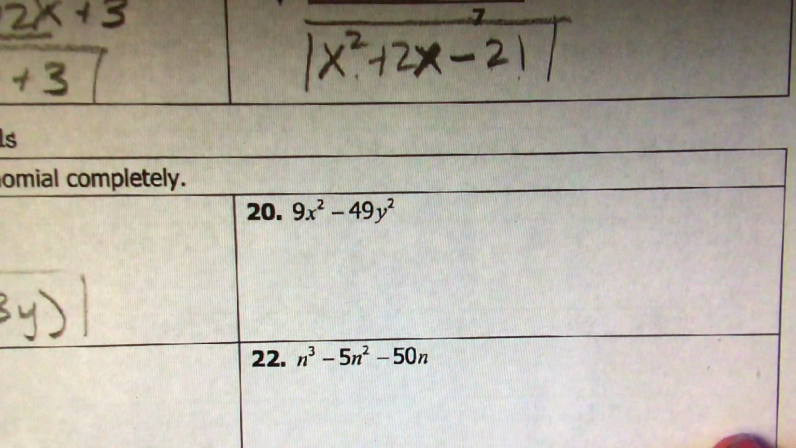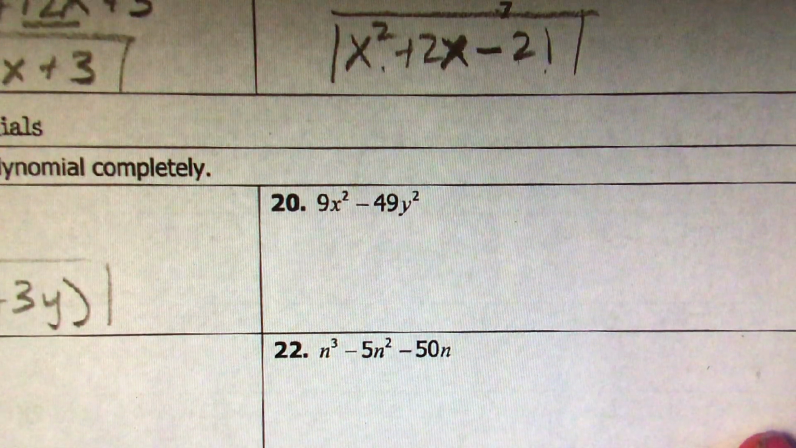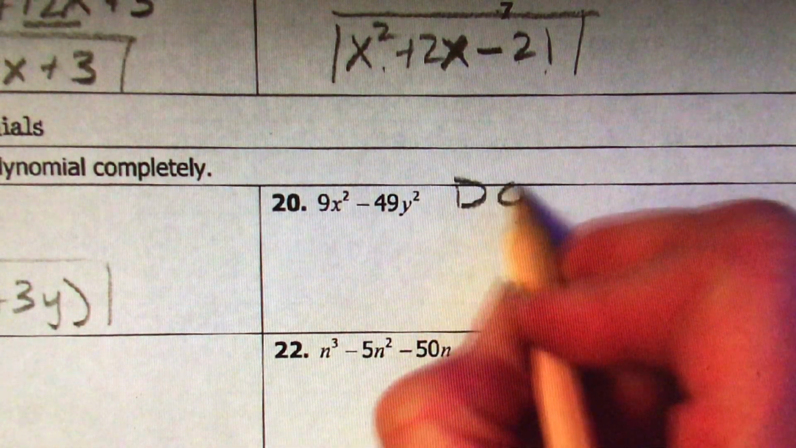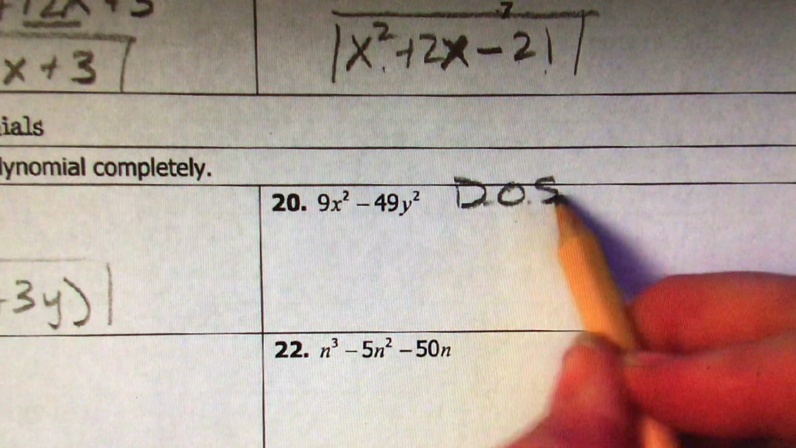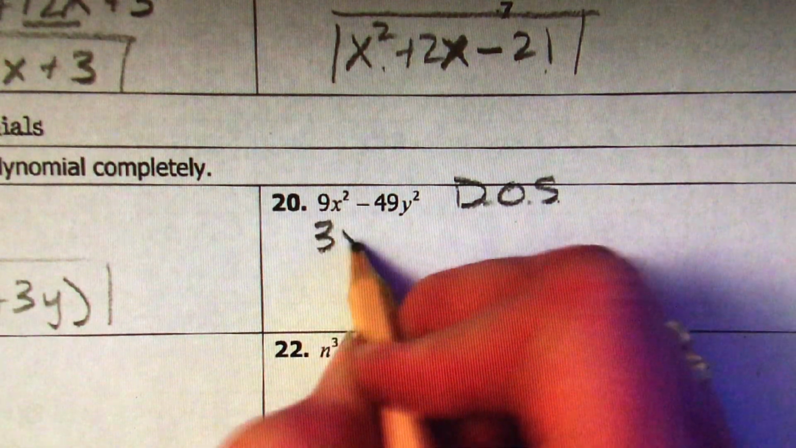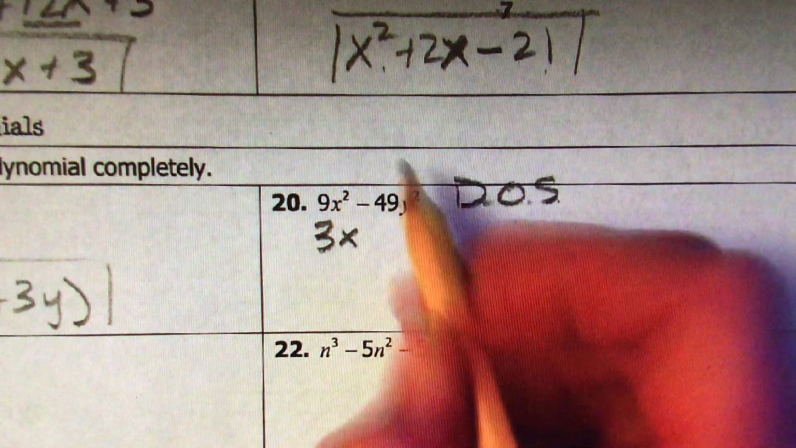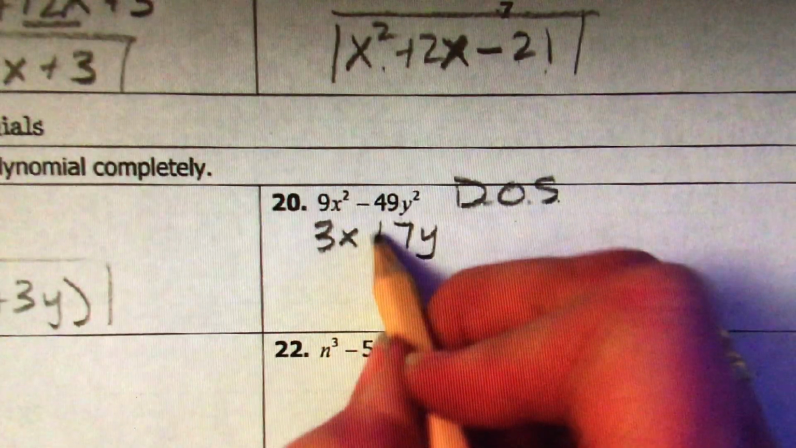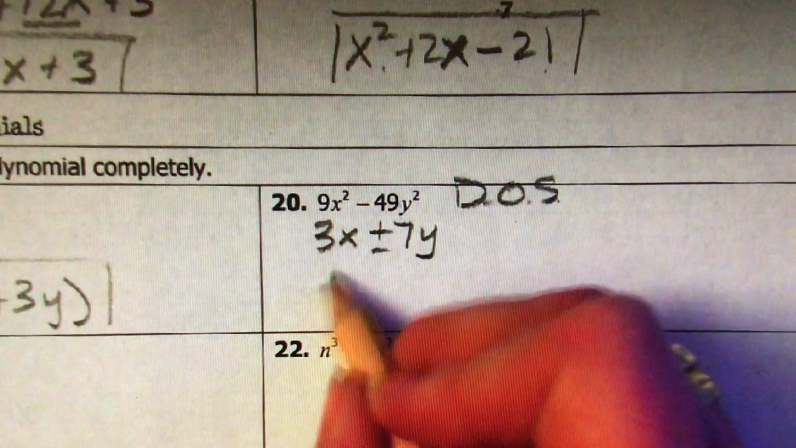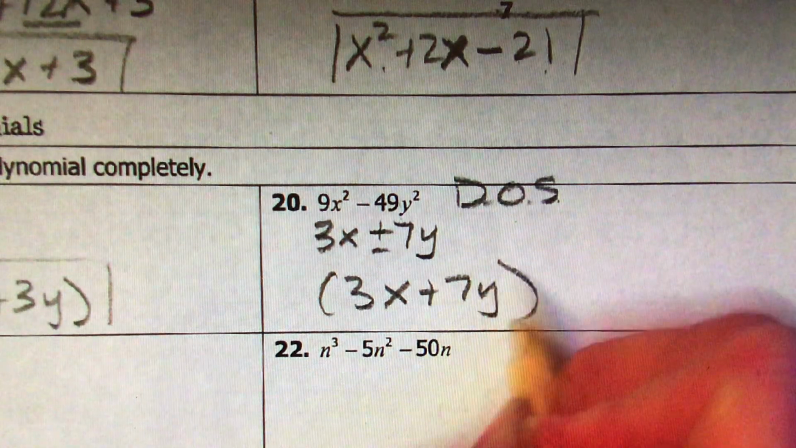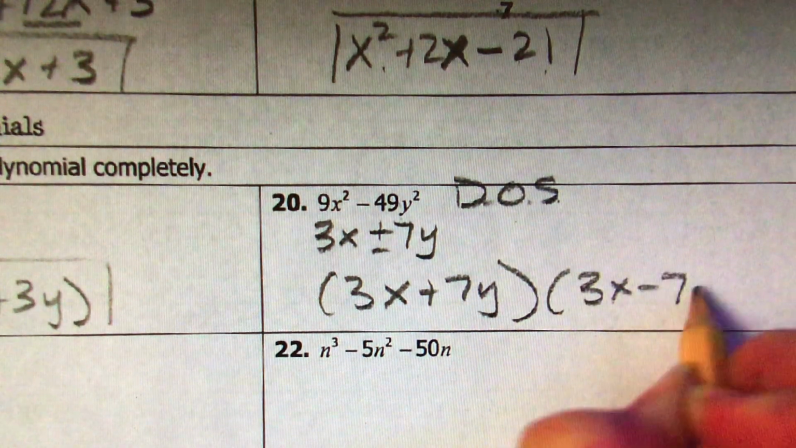Number 20. My spidey sense goes off with number 20 because this is a DOS. DOS means difference of squares. I've got two square numbers. Write the square root right underneath, which is 3x, and then the square root of 49, which is 7, and then y. I'm going to do my plus minus, and now I'm going to rewrite it, because those are my factors: 3x plus 7y, 3x minus 7y.